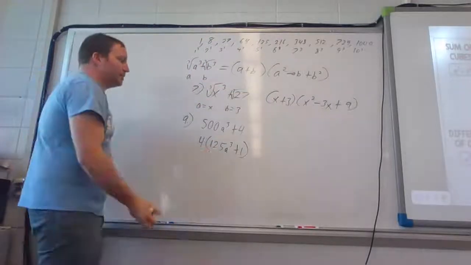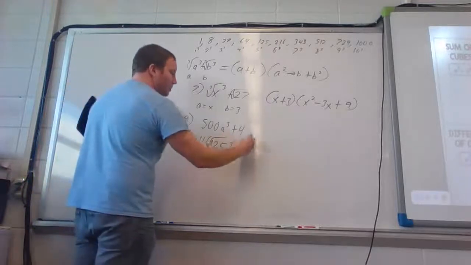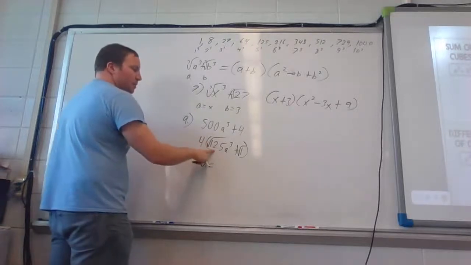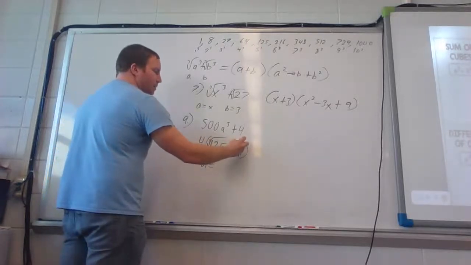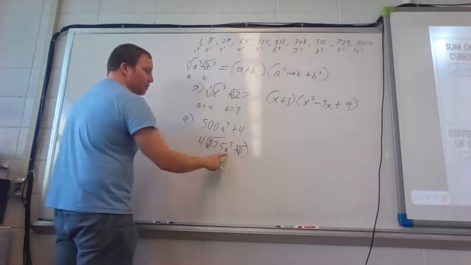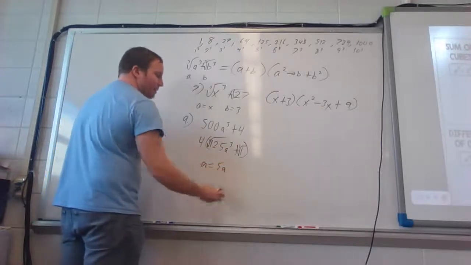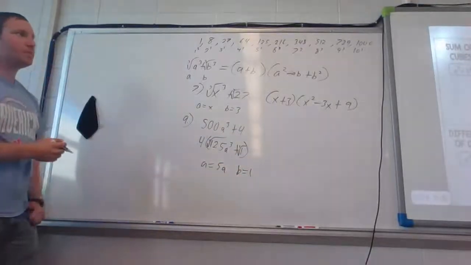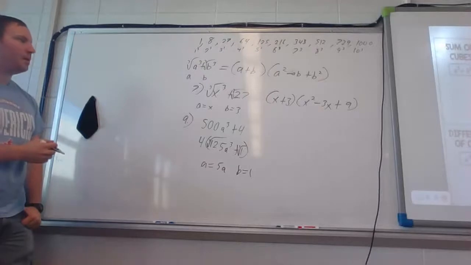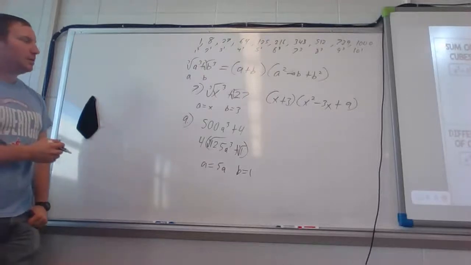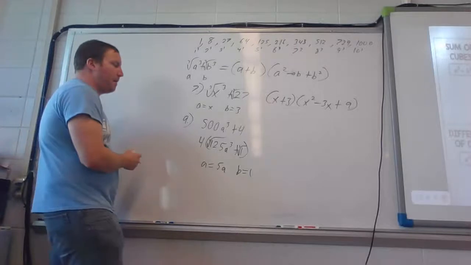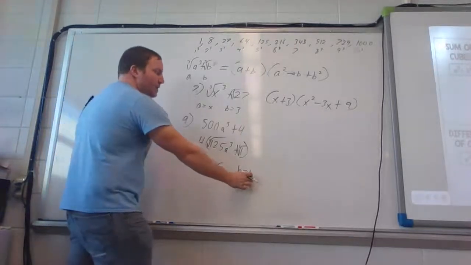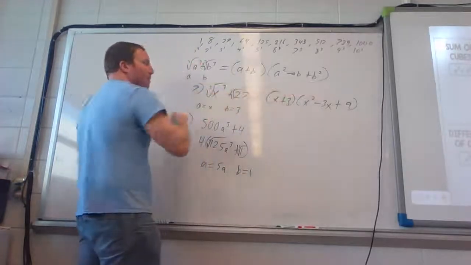So first, take the cube root of both. My a is going to be the cube root of 125, which is 5, and the cube root of a cubed is a. And my b is going to be 1. Wait, a equals 5. So you just take the cube root. Yep. Cube root is your answer. So we're going to use these to plug back into our formula.